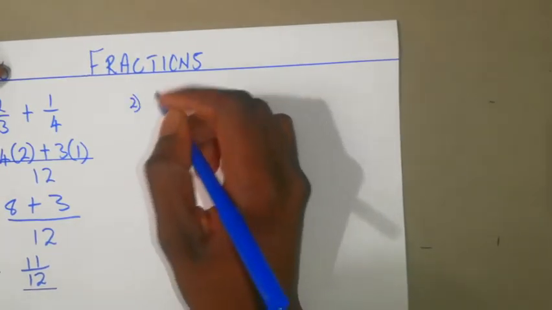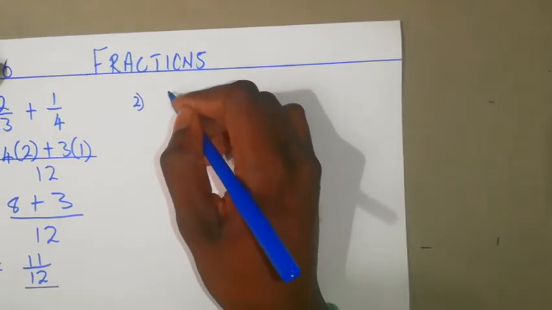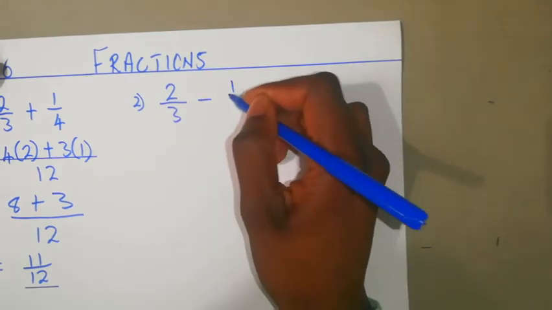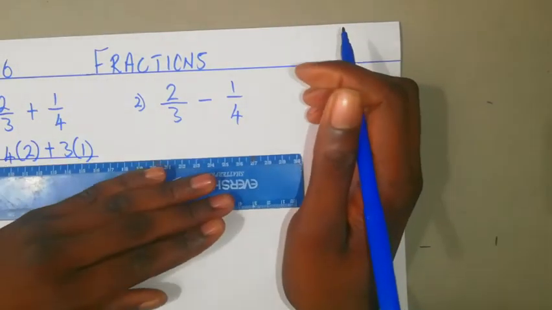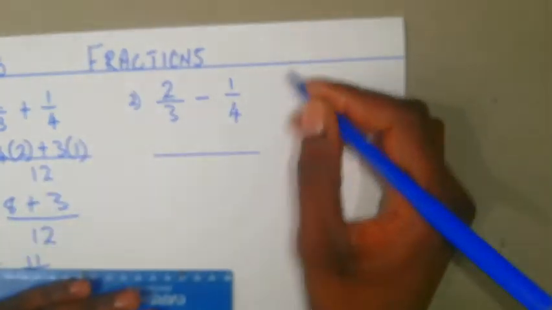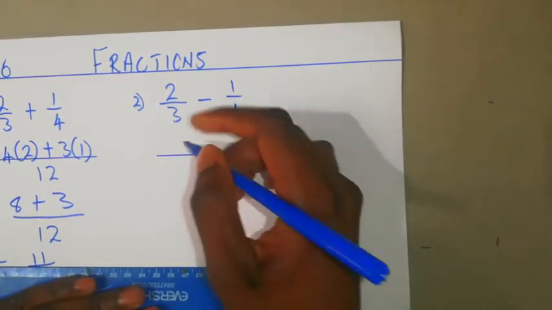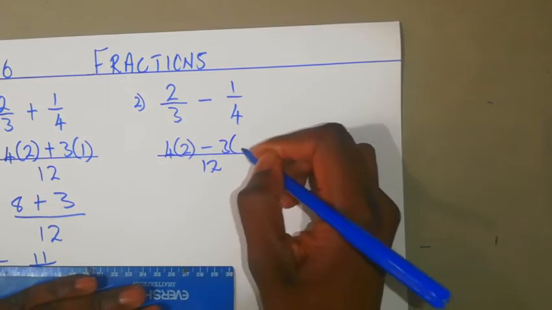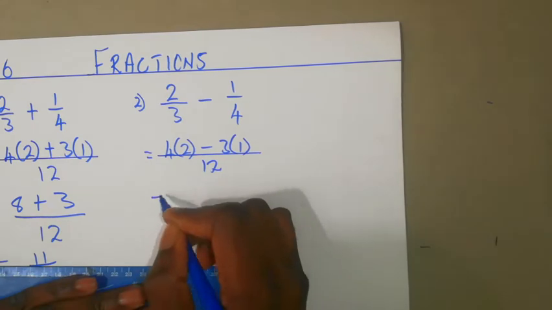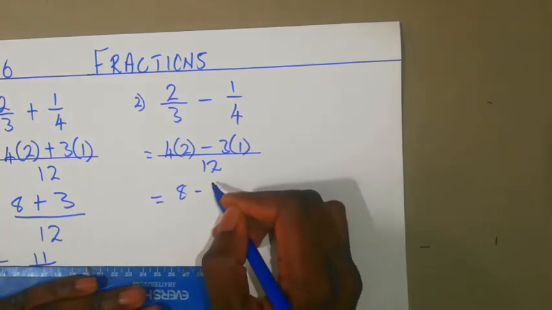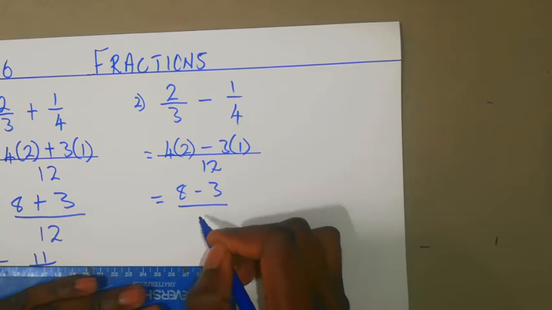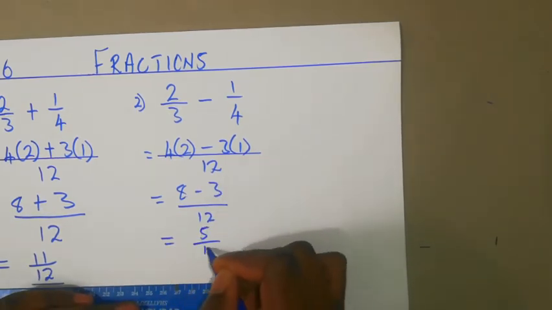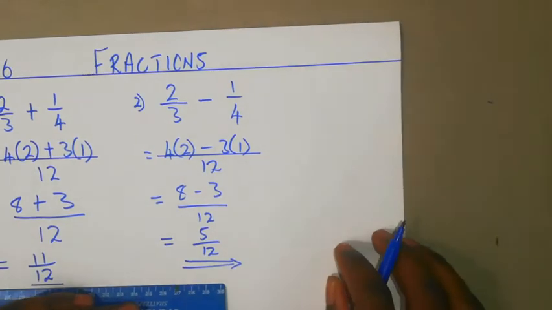Number 2, that's subtraction. So we are going to have 2/3 minus 1/4. The procedure remains the same. Common denominator 12. 3 into 12, that's 4 times 2 minus 4 into 12, that's 3 times 1. So we are going to have 8 minus 3 all over 12 is equal to 5 over 12. This is our final answer.